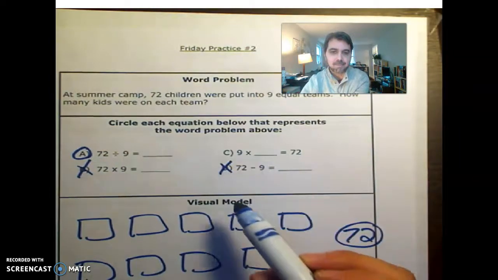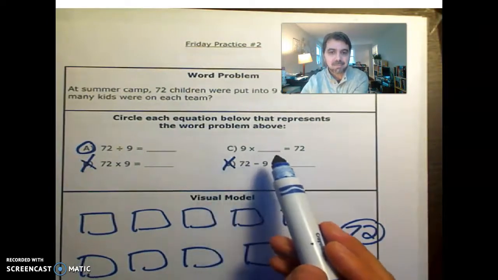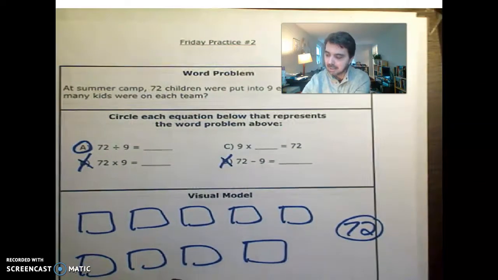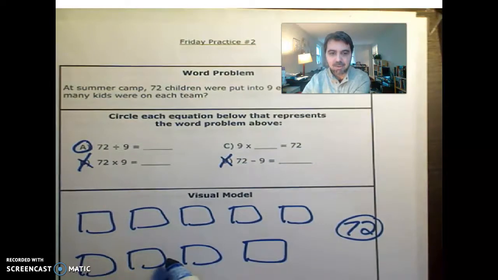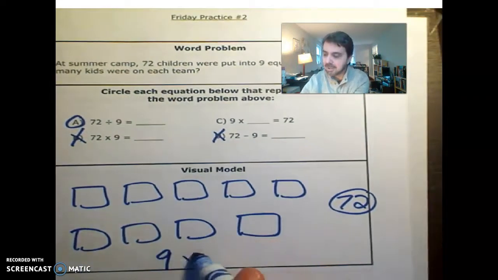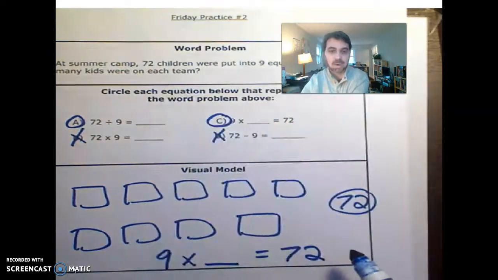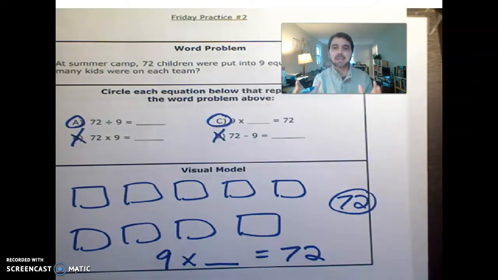Now look at C. It says 9 times something equals 72. Well, we do know that there's 9 teams, right? And we know that if we multiply that by the number of kids on each team, that's going to give us 72. So that does also work. Okay, C also works. So this is a case where you could either think, because you can always think of division as multiplication, right? 72 divided by 9 is the same as 9 times what gives you 72.